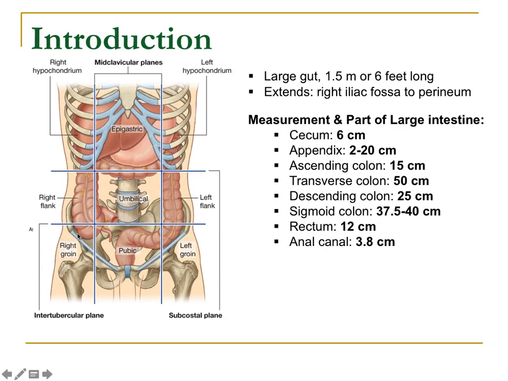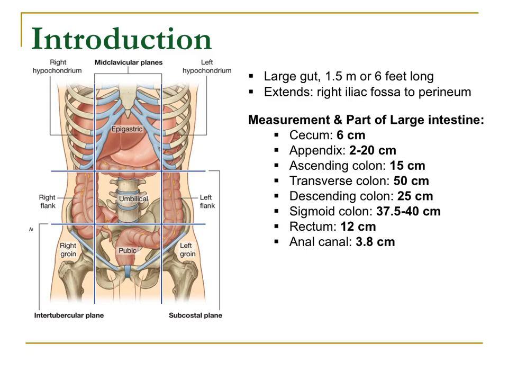From this region, you can see the ileum. It continues as the cecum here, and you can also see the appendix. The cecum and appendix belong to the right iliac fossa region. It continues upward as the ascending colon, transverse colon, descending colon, sigmoid colon, rectum, and anal canal. This whole part that you see here is the large intestine.